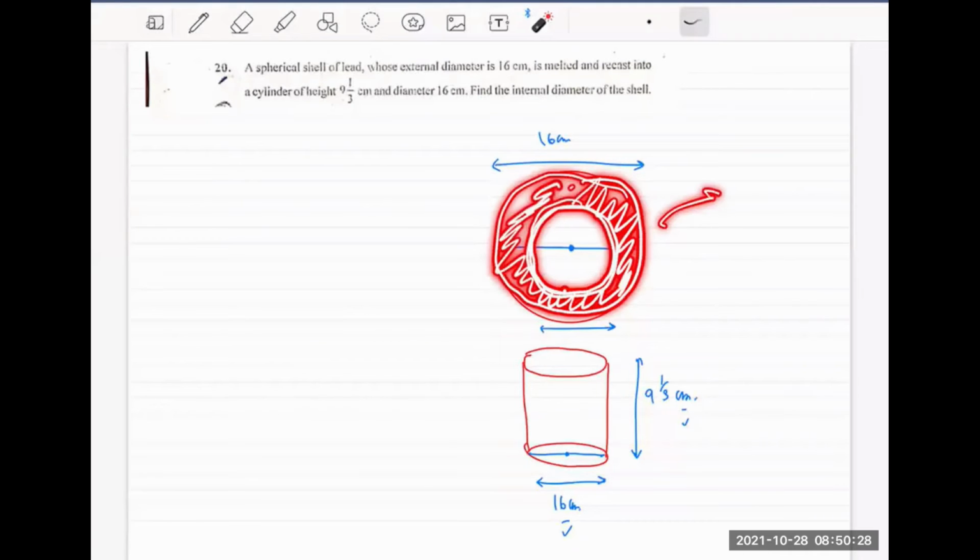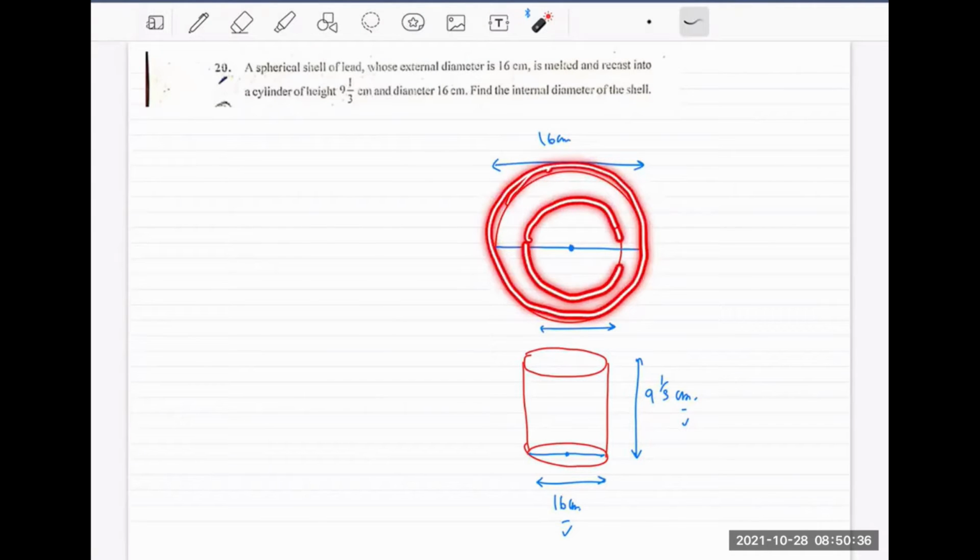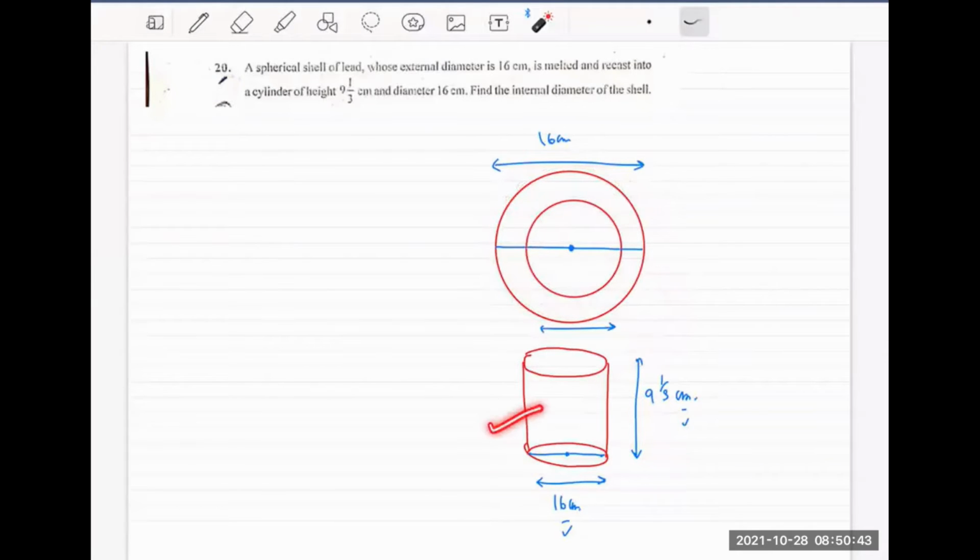So when you want to find the volume of the lead, we have to find the volume of this whole portion, and we will subtract the volume of this portion. And that volume of the lead is made into the cylinder. So volume of cylinder will be equal to volume of the lead. Get the idea? Okay, let's proceed then. Let's start the solution.